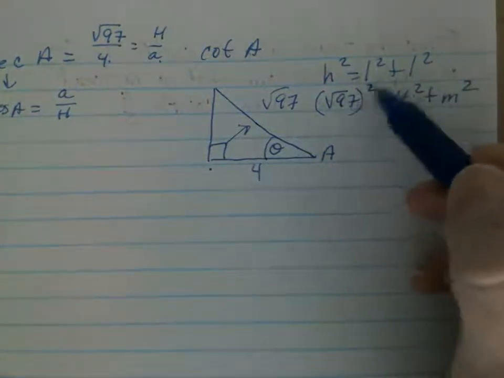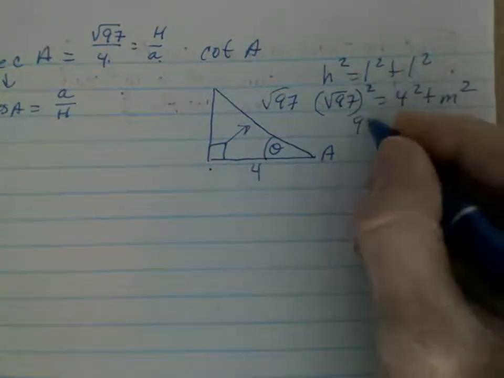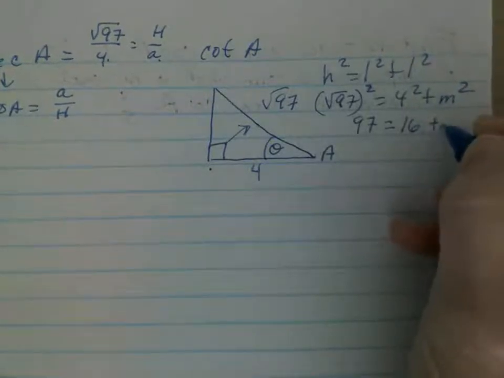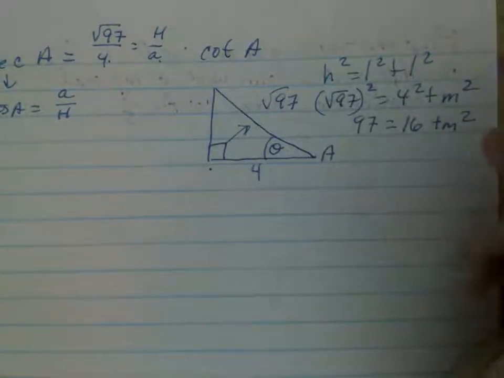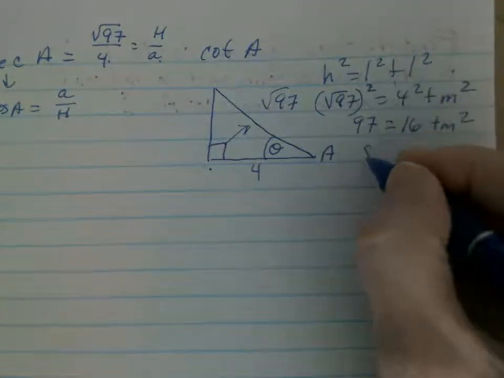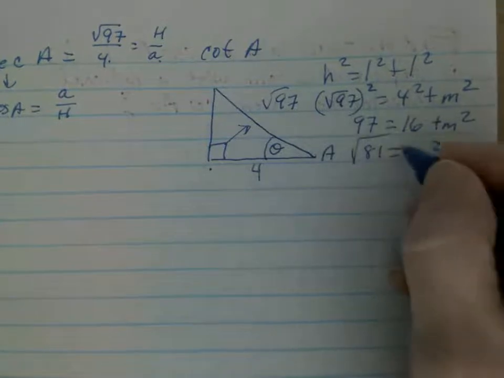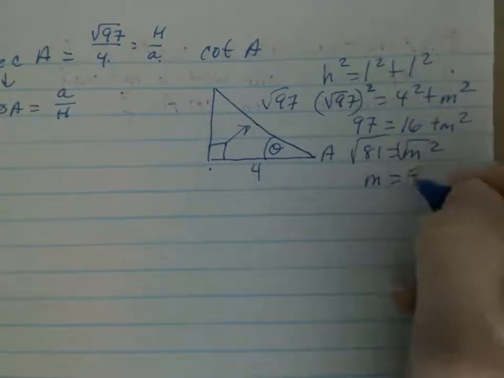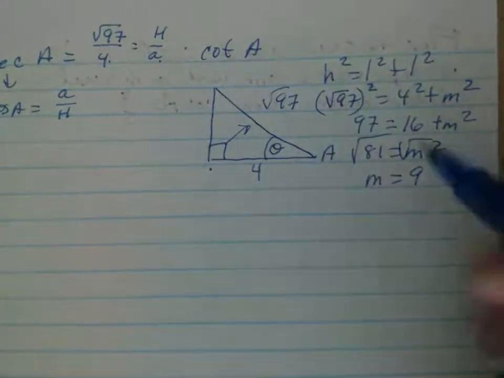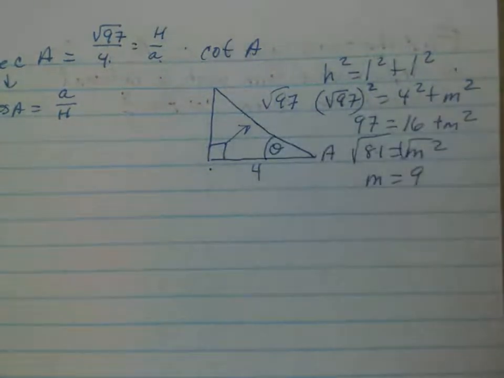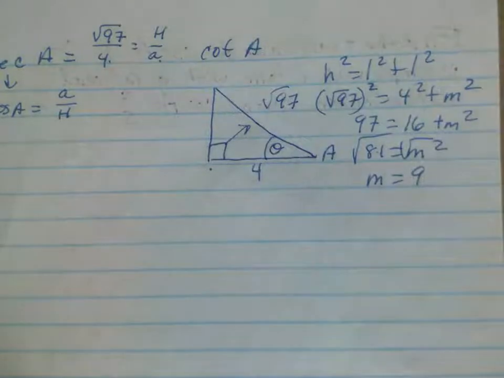Square rooting and squaring, they just cancel each other out. So we have 97. 4 squared is 16 plus m squared. So if we do this subtraction, we're going to get 81 equals m squared. If we square root both of those, we're just going to take the positive square root, because we could also use -9 as an answer for this, but we're not going to have a leg that's -9.